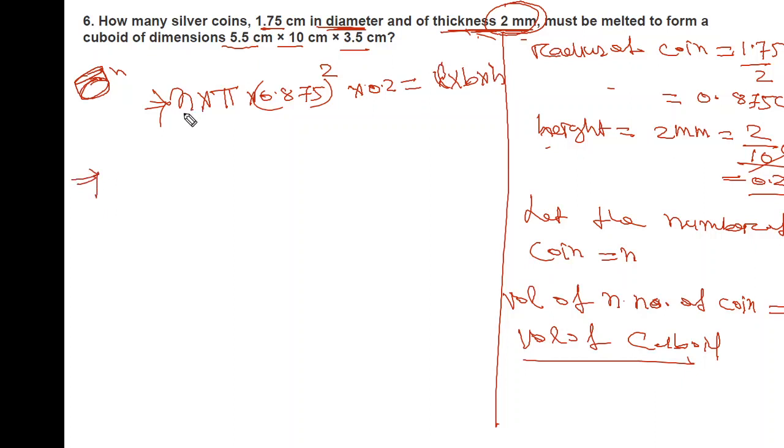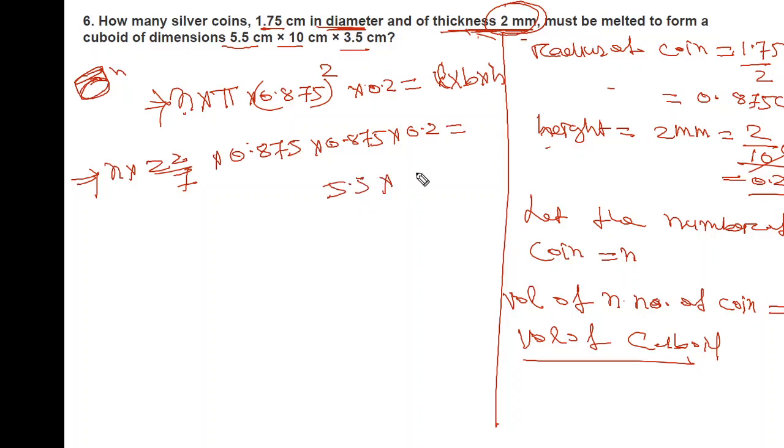Implies, now we'll put the values, we don't know the value of n. Into pi value you can put, pi is your 22/7, into 0.875 into 0.875 into 0.2, is equal to length, breadth and height. Length is your 5.5 into 10 into 3.5. Now you can cancel them. Here you have 7 can be cancelled, 7 1, 7 2, 7 5, okay, 0.125.